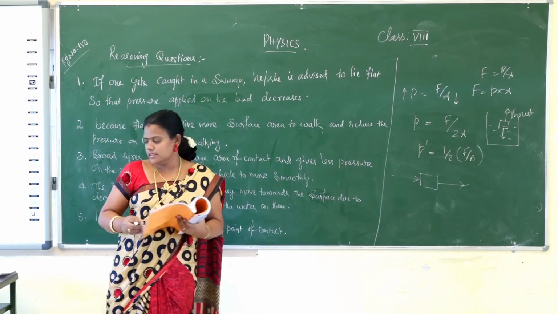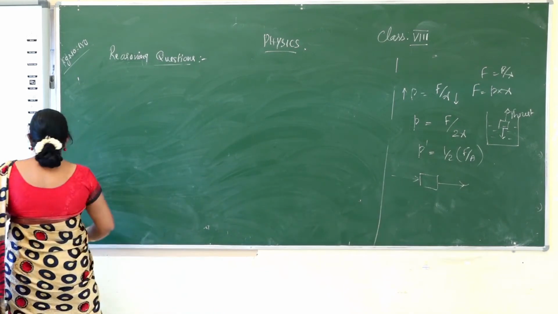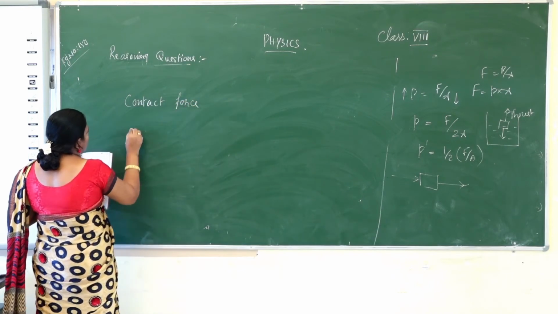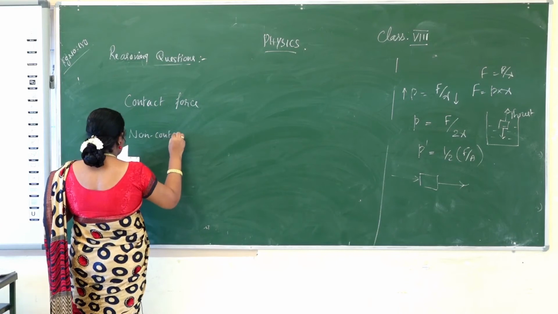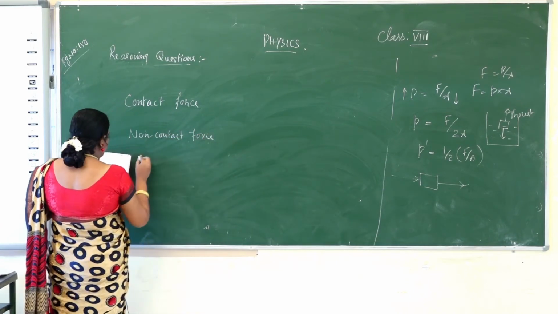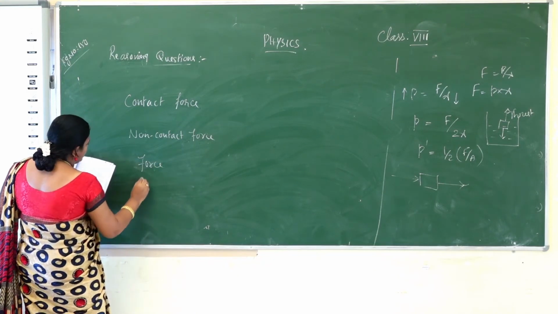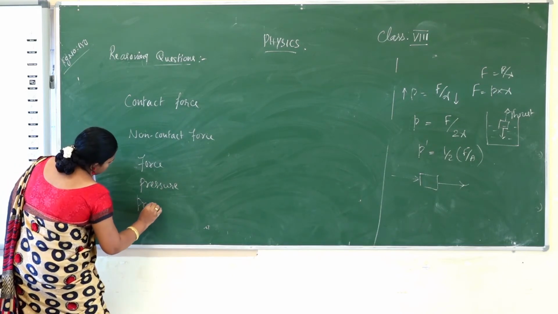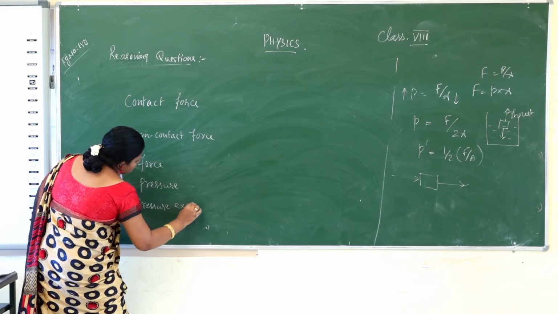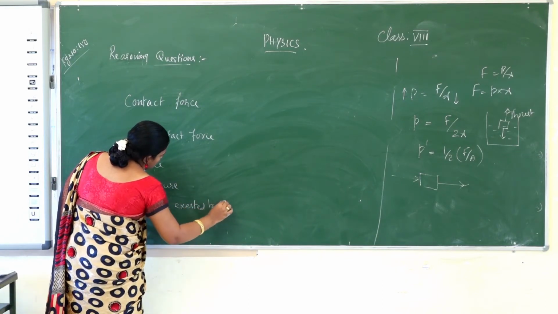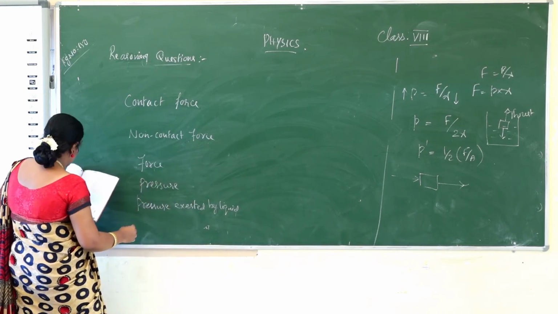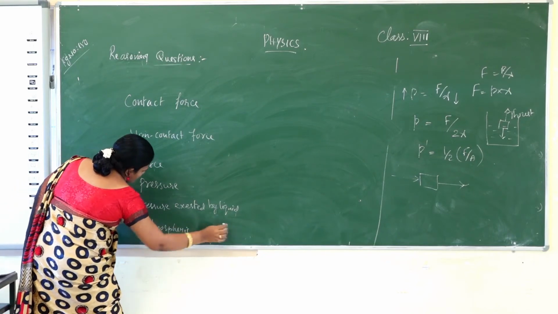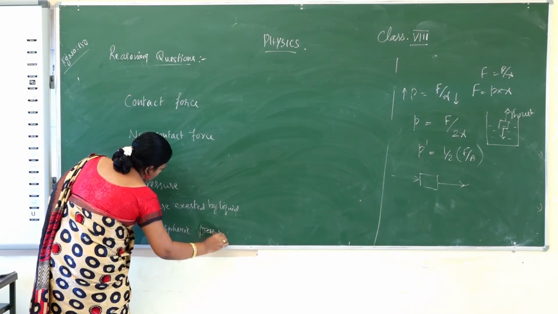In the match the following, on the left hand side: contact force, non-contact force, third one pressure force, and fourth one pressure, fifth one pressure exerted by liquids, and sixth one atmospheric pressure.